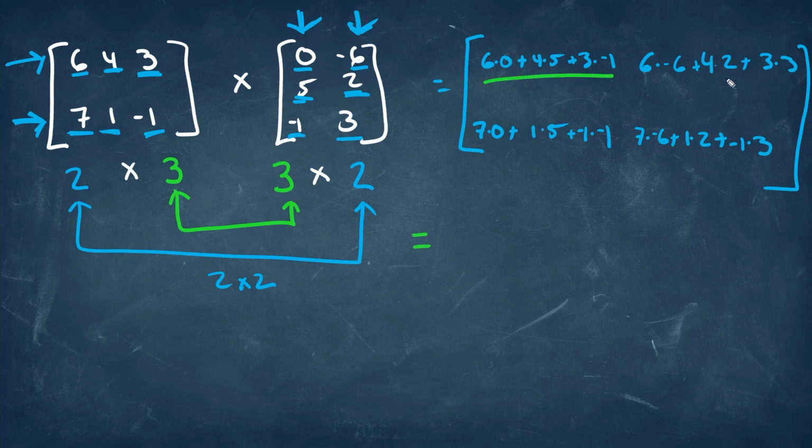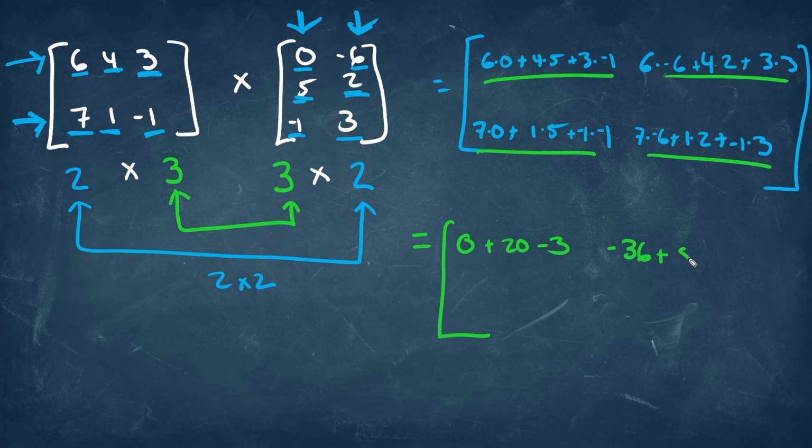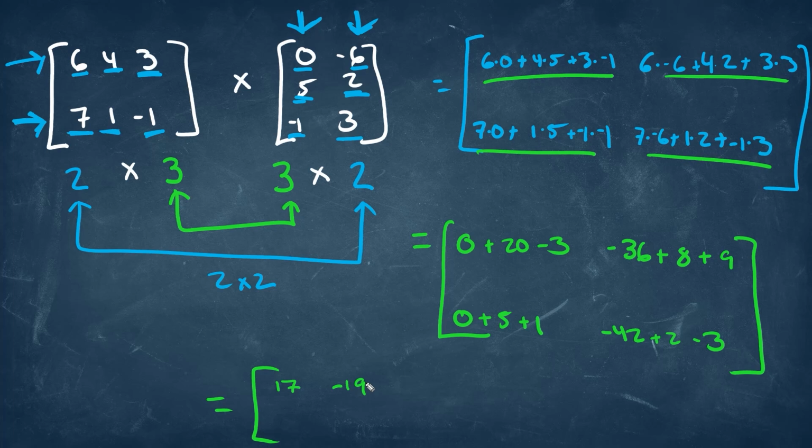Multiplying each one of these cells out is going to give us the following: 0 plus 20 minus 3 for that first cell. Then negative 36 plus 8 plus 9 for the second cell. Then 0 plus 5 plus 1. Then negative 42 plus 2 minus 3. Adding this up is going to give us a final answer of 17, negative 19, 6, and negative 43.